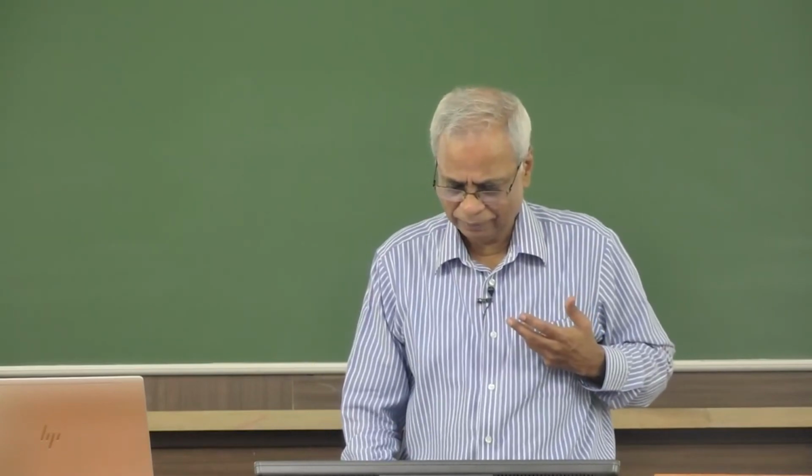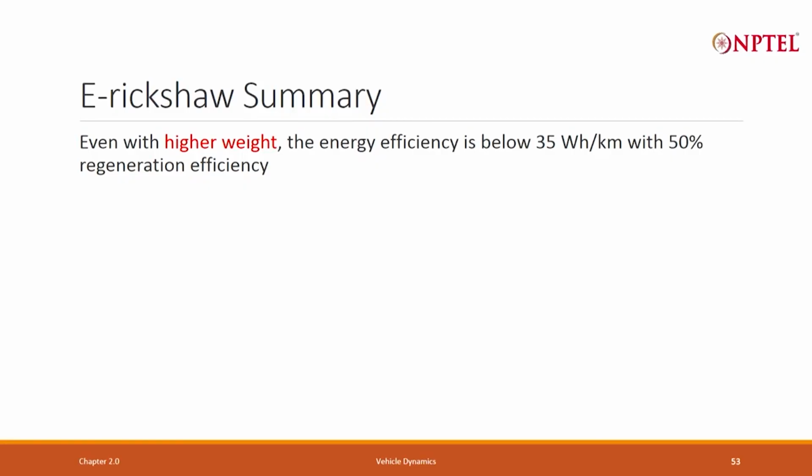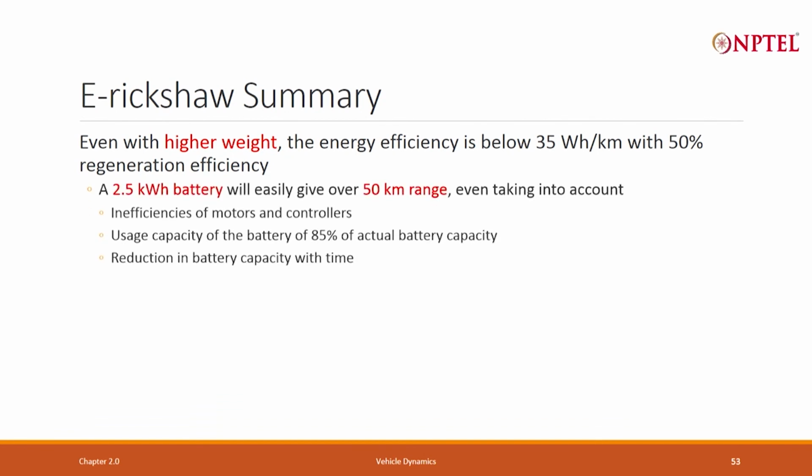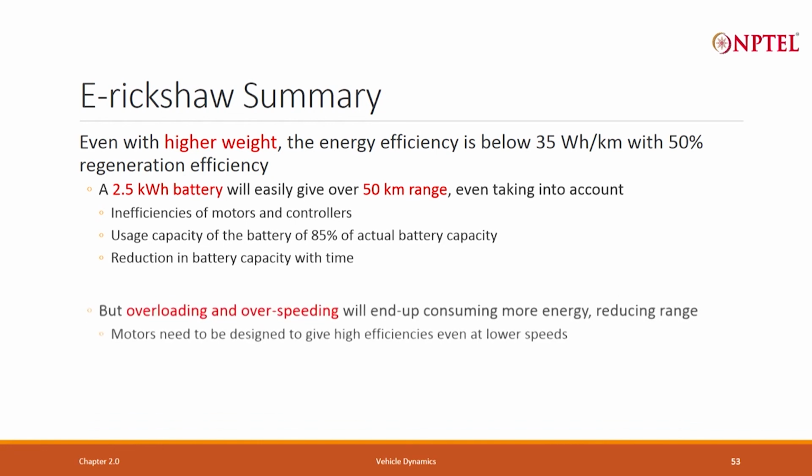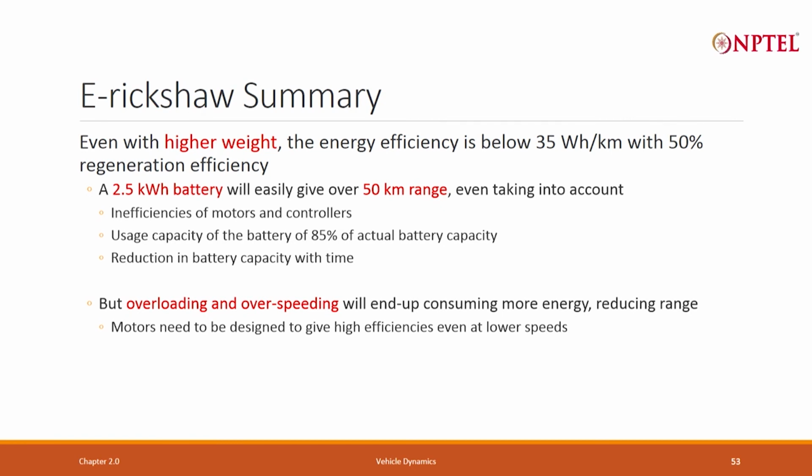a small sedan. So, e-rickshaw summary: even with higher weight, the energy efficiency is below 35 watt hour per kilometer with 50% regeneration efficiency. Now, what does it mean? If I take a 2.5 kilowatt hour battery and I am consuming only 35 watt hour per kilometer, it can easily give me a 50 kilometer range, even taking into account that only 85% of the battery is usable at any time. Of course, you have to remember that there is reduction in battery capacity over time. So, your 50 kilometer range will start slowly coming down. Overloading and overspeeding will always hurt.